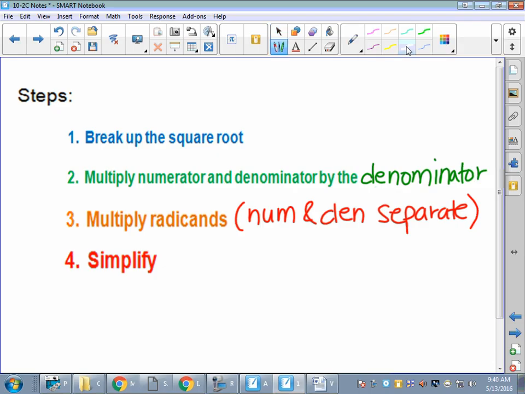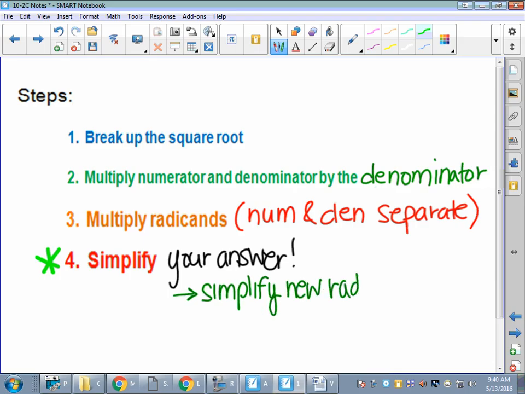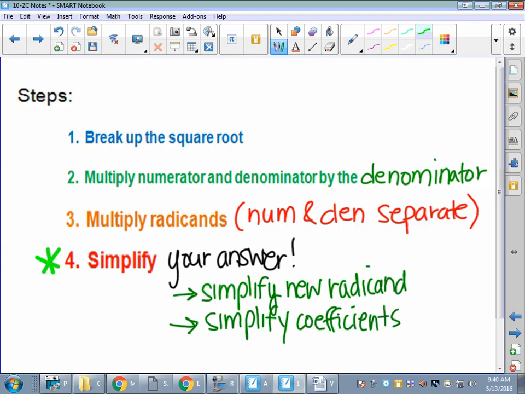This is a sneaky one. I'm going to put a little star by this. Because simplify your answer, there could be some sneaky problems in there that once you multiply your radicands in step 3, you can simplify at the end. So you have to make sure you check. There's two things that you're going to look at. You're going to look to see if you can simplify the new radicand. Everybody remembers radicand is the number under the square root. You're also going to look to see if you can simplify your coefficients, or your numbers that are not underneath the square root. There's a couple problems in today's practice that you have to do that. So look for simplifying your new radicands, I should put an S at the end of this, and simplifying your coefficients. I'm going to even add, I keep adding, think of it as a fraction.